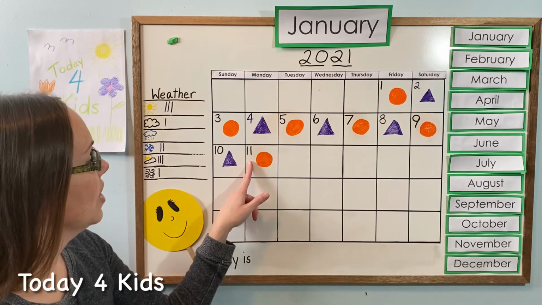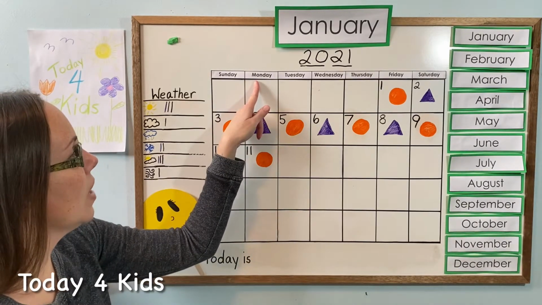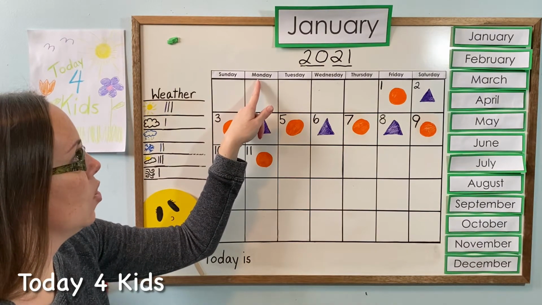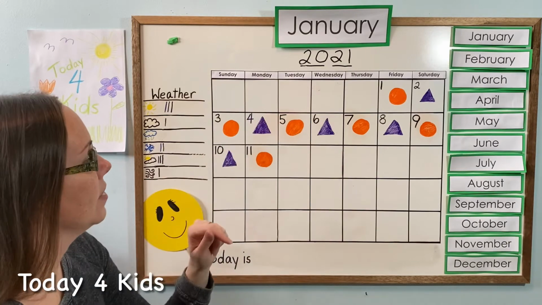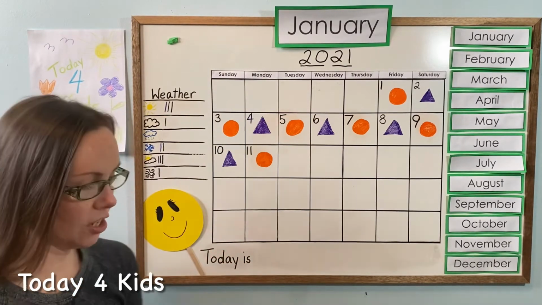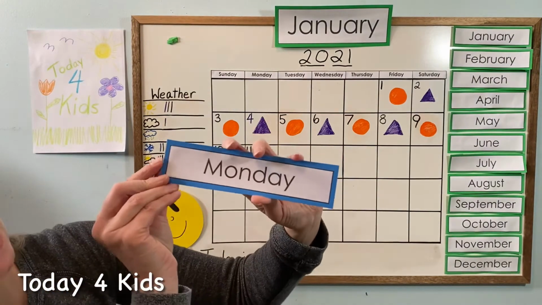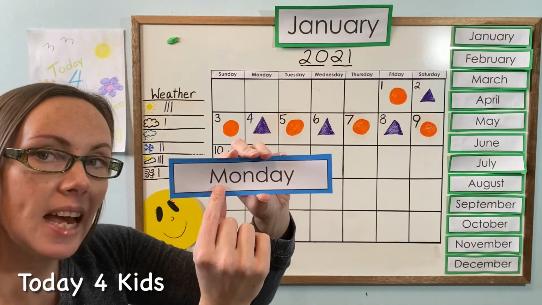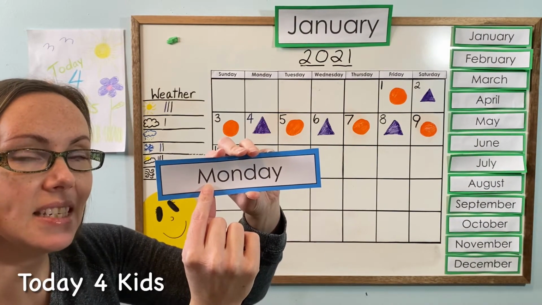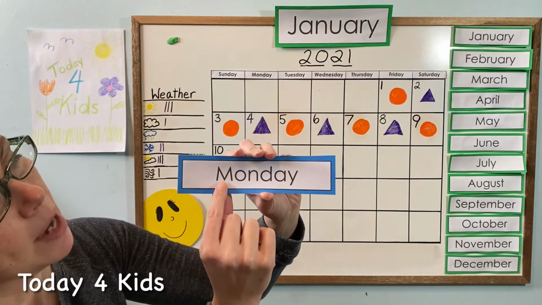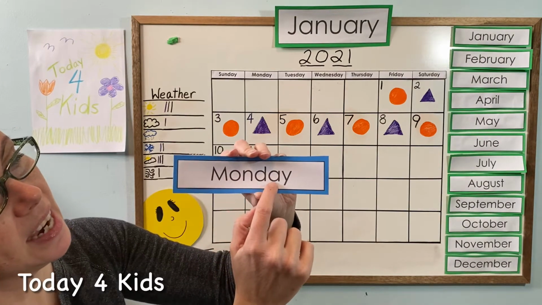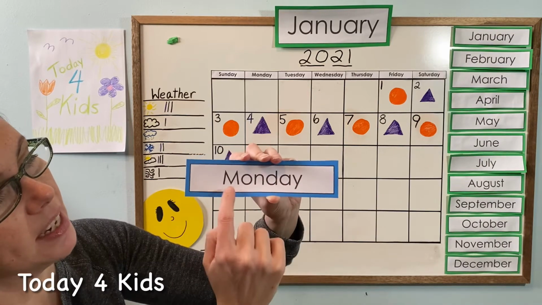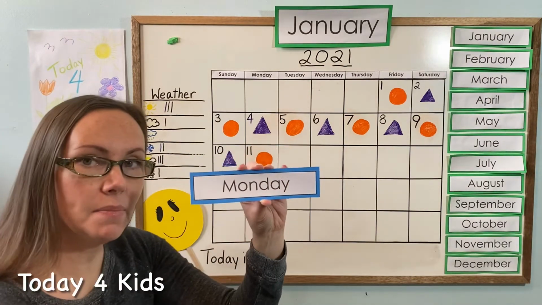So if this is today and we go up the calendar to our days of the week, do you know what this one says? M-O-N-D-A-Y. Monday. Let's look on our card here. Be a little bit closer for you to see. Monday. So it has an uppercase M or a capital M because Monday is the name for our day. M-O-N-D-A-Y. Monday. Today is Monday.